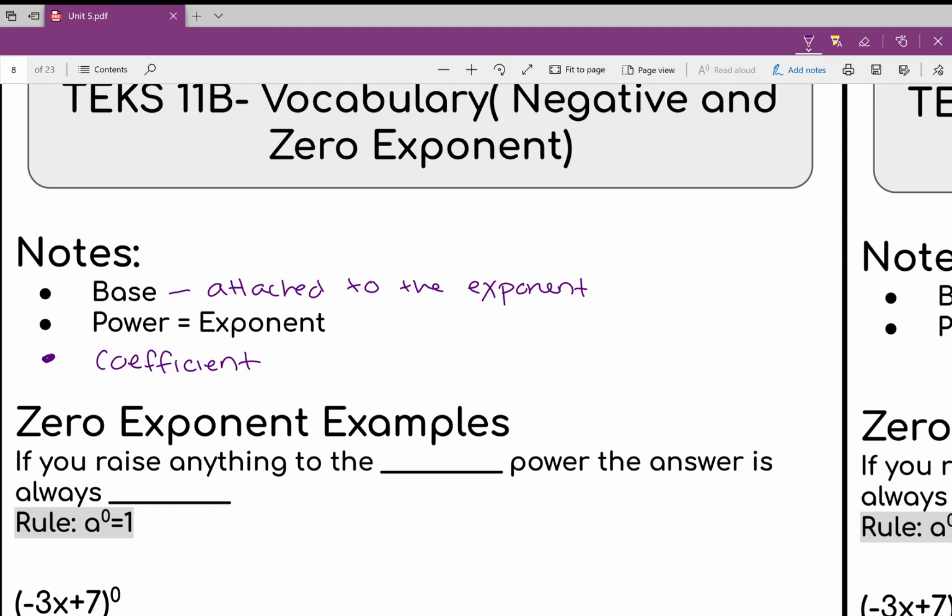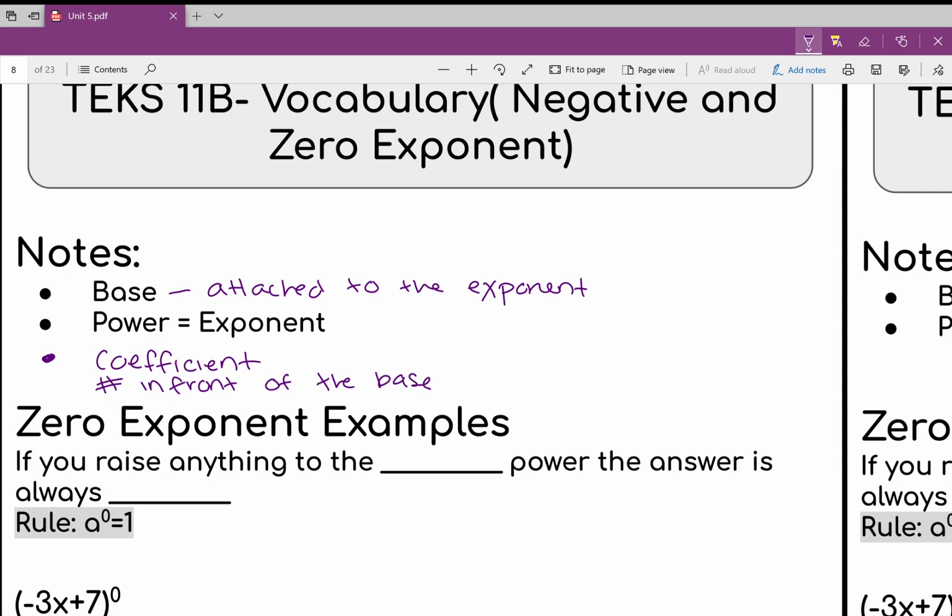And then a power, notice that I wrote is equal to exponent. So when you think of the word power, also think of the word exponent. They're exactly the same. Or if you think of the word exponent, remember the word power. So power and exponent are the same word. And then coefficient is going to be the number in front of the base. So let's look at an example.